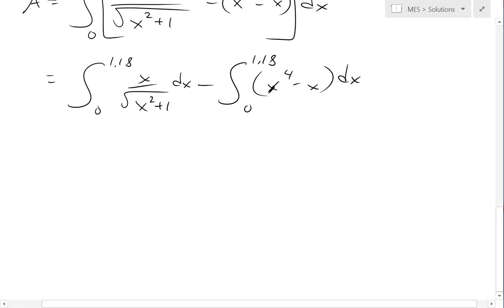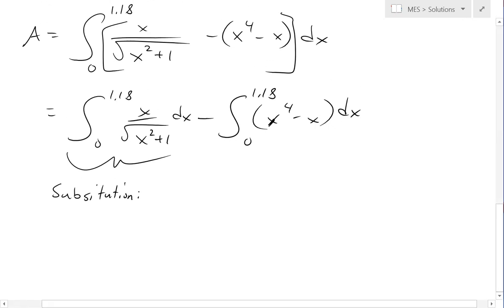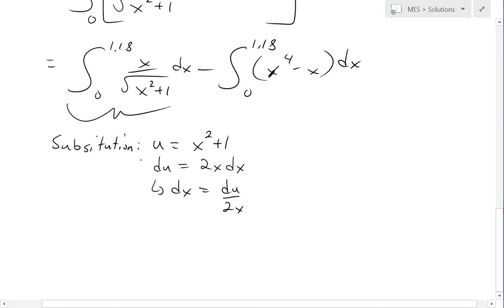So now we'll solve this first one right here, and we use substitution. In this case we want to simplify this, and the best way to do that is to simplify the inner function of the square root right here. So we'll let u equals x squared plus 1. When we do that, taking the derivative, du is equal to 2x dx right here. So we solve it, and we have dx is equal to du over 2x.